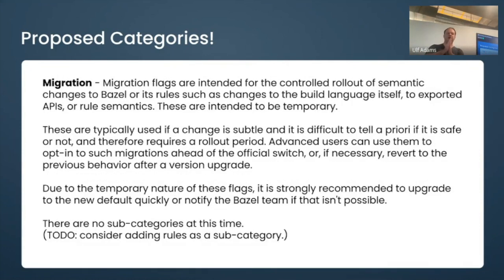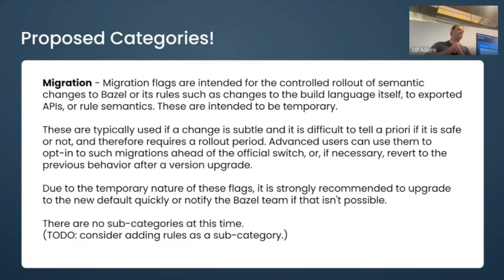Then we have migration flags, and I talked about that a little bit before. They're intended for the controlled rollout of semantic changes. These are typically used if a change to Bazel is subtle and it is difficult to tell a priori whether it is safe or not, and therefore requires a rollout period.